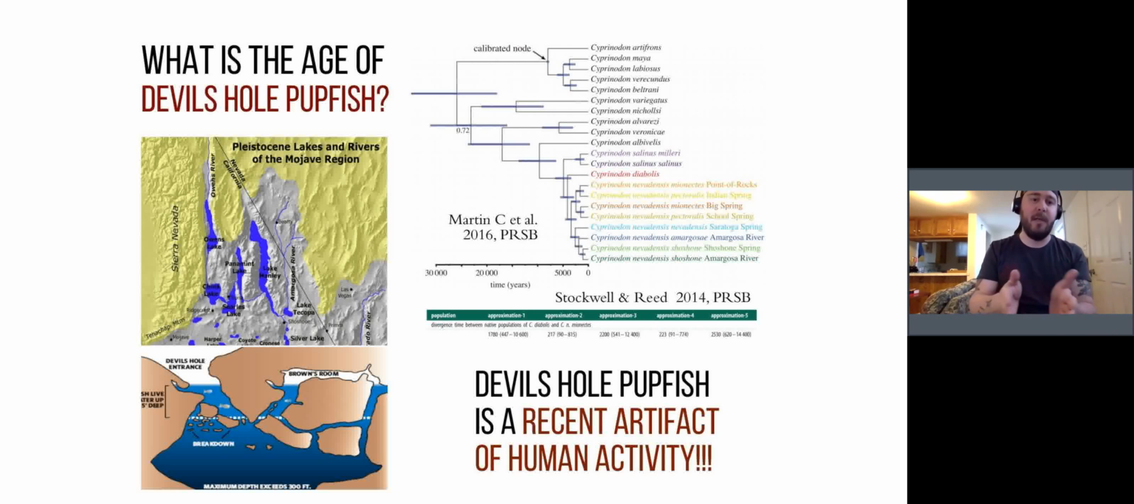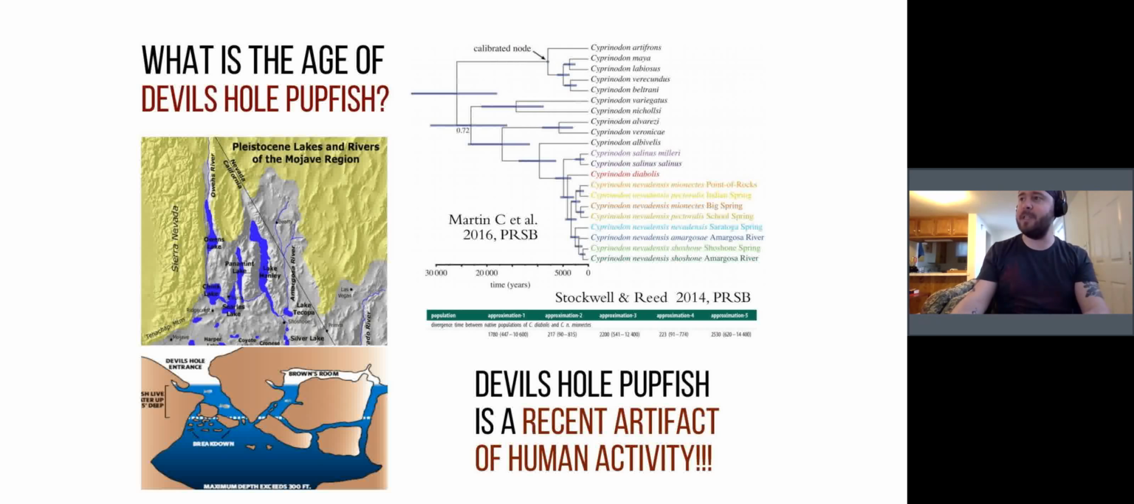So what happened was when global warming came into effect, when the climate started to warm, water levels dropped, and when water levels dropped, this fish somehow became isolated in this pool. So 20,000 years ago.